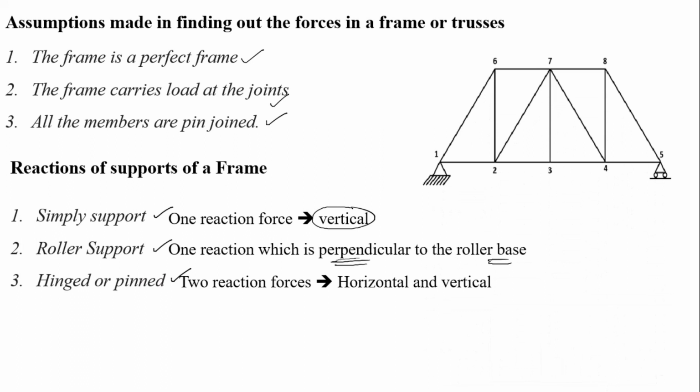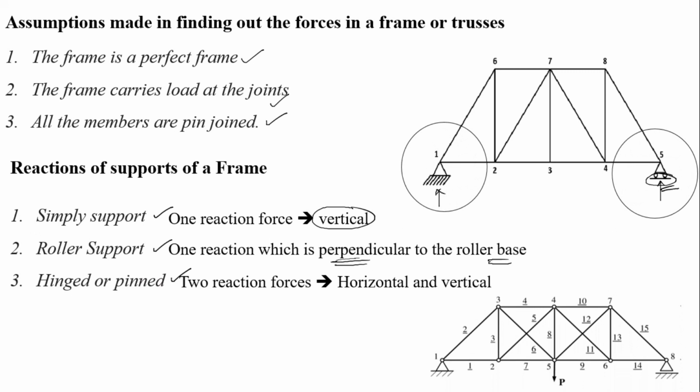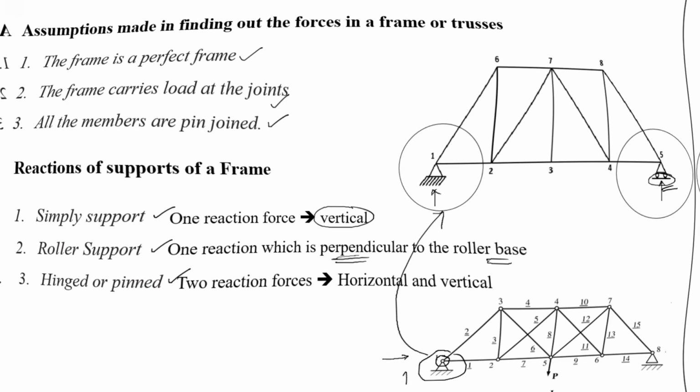So this is a roller support and this is a simply supported beam. It has only one vertical reaction, and this is also a vertical reaction which is perpendicular to the base, right? And here this is a hinged support. See the difference between the simply supported and hinged support. Here there is no pin, whereas here at this point a pin is there. So that's why this is a pin support. So two reaction forces are there, one horizontal and another vertical.